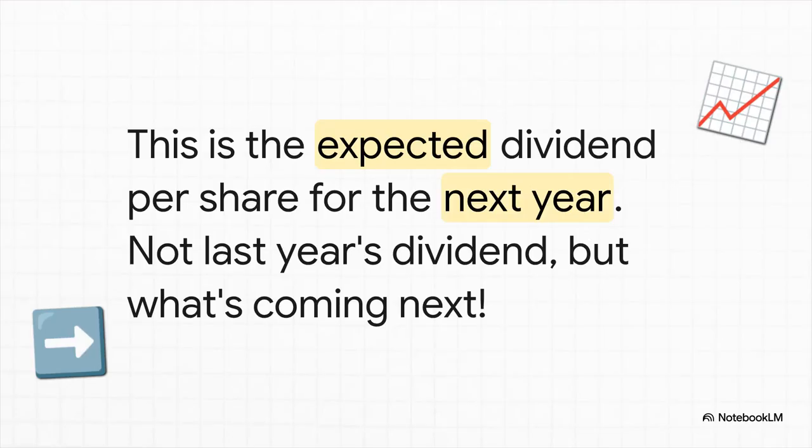First up in our formula, we have D1. And listen up, because that little 1 is everything. It means the expected dividend for next year. This is a classic LECPA trap, for real. They'll give you D0, which is last year's dividend, just hoping you'll use it. Don't fall for it. You always have to look forward and calculate what's coming next.